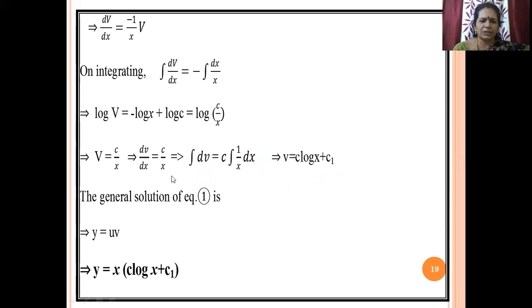Now this is a general equation. V is equal to c by x. We replace capital V by dv/dx, we will get this, right? So therefore, the general equation is y is equal to uv. Now in this, u is x and v is this value, right?